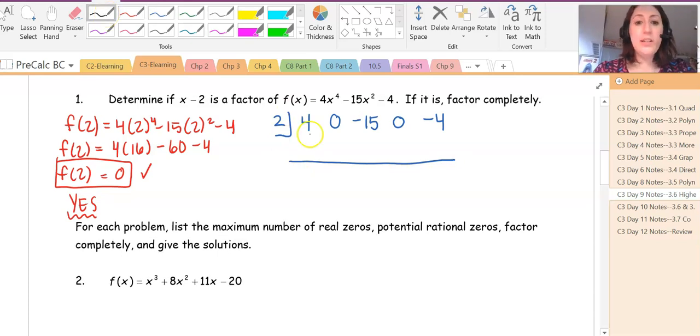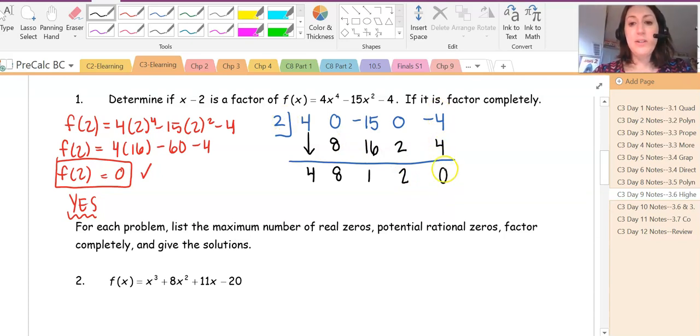So here's how this works. Your first coefficient comes down, 4, and then we multiply to the number in the box. 4 times 2 is 8. And now, unlike long division, we are adding. 0 plus 8 is 8. 8 times 2 is 16. That's a 1. Again, we're adding. Multiply to the number in the box. 2. Add them together. Multiply the number in the box. 4. Add them together. 0. This last spot tells you your remainder. Since your remainder is a 0, that means it's a factor. Okay, it divided evenly. It also means that x equals 2 is an x-intercept or a 0 of this graph.